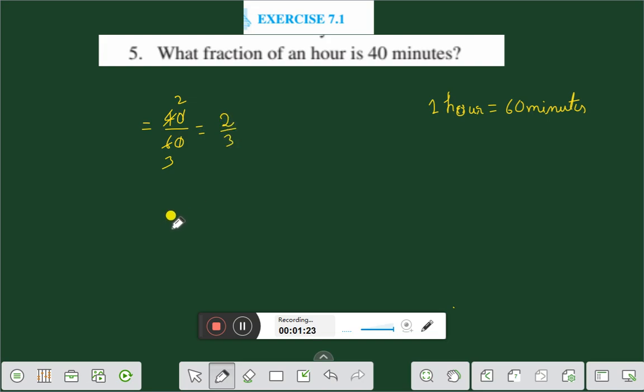Therefore, what fraction of an hour is 40 minutes? Therefore, 2 by 3 of an hour is 40 minutes.